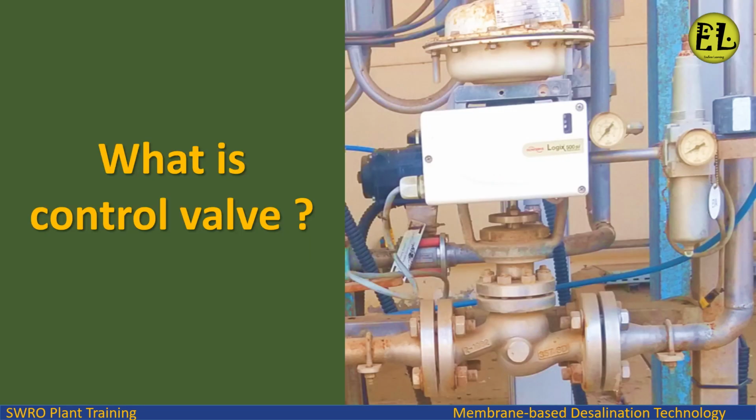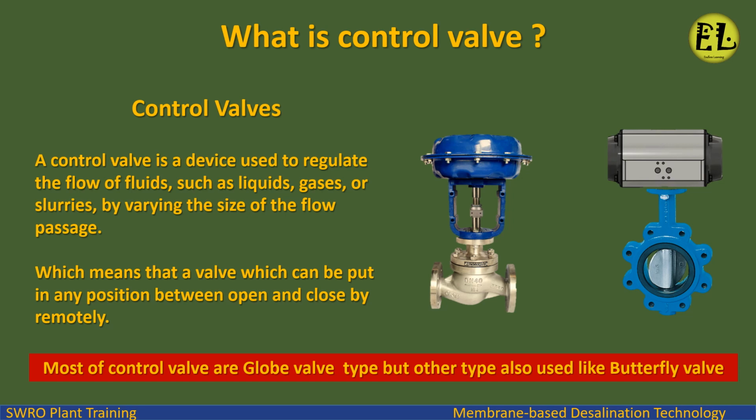What is a control valve? A control valve is a device used to regulate the flow of fluids, such as liquids, gases, or slurries, by varying the size of the flow passage, which means that it is a valve which can be put in any position between open and close remotely. Most control valves are globe valve type, but other types, like butterfly valves, are also used.